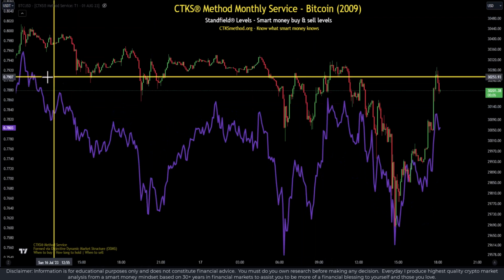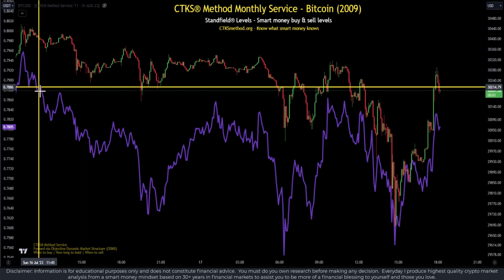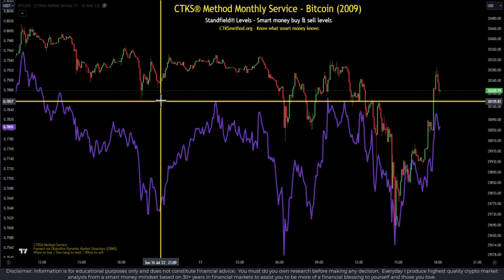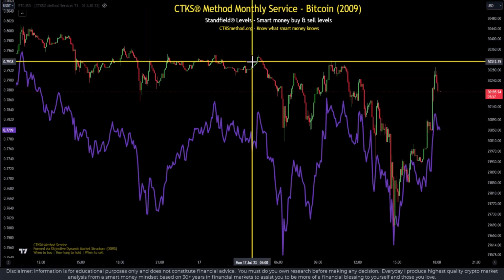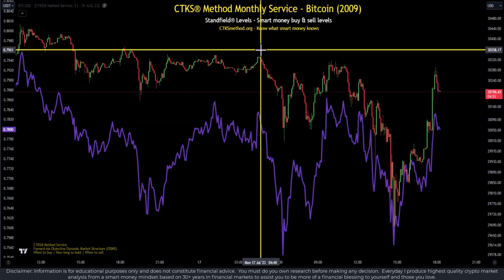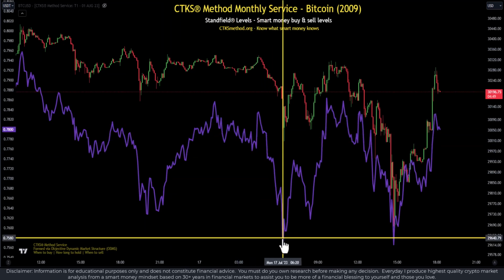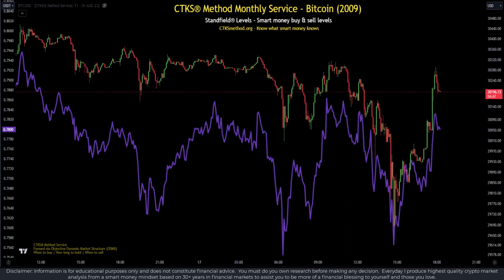What about Matic, Polygon? As Bitcoin was coming down, what did Matic do? Whoa, it really came down. What about Bitcoin? When it went up, what did Polygon do? Matic, it came up. As Bitcoin crashed down, what did Matic do? It crashed down. You get the idea. If you're not looking at Bitcoin, you're making a huge mistake.